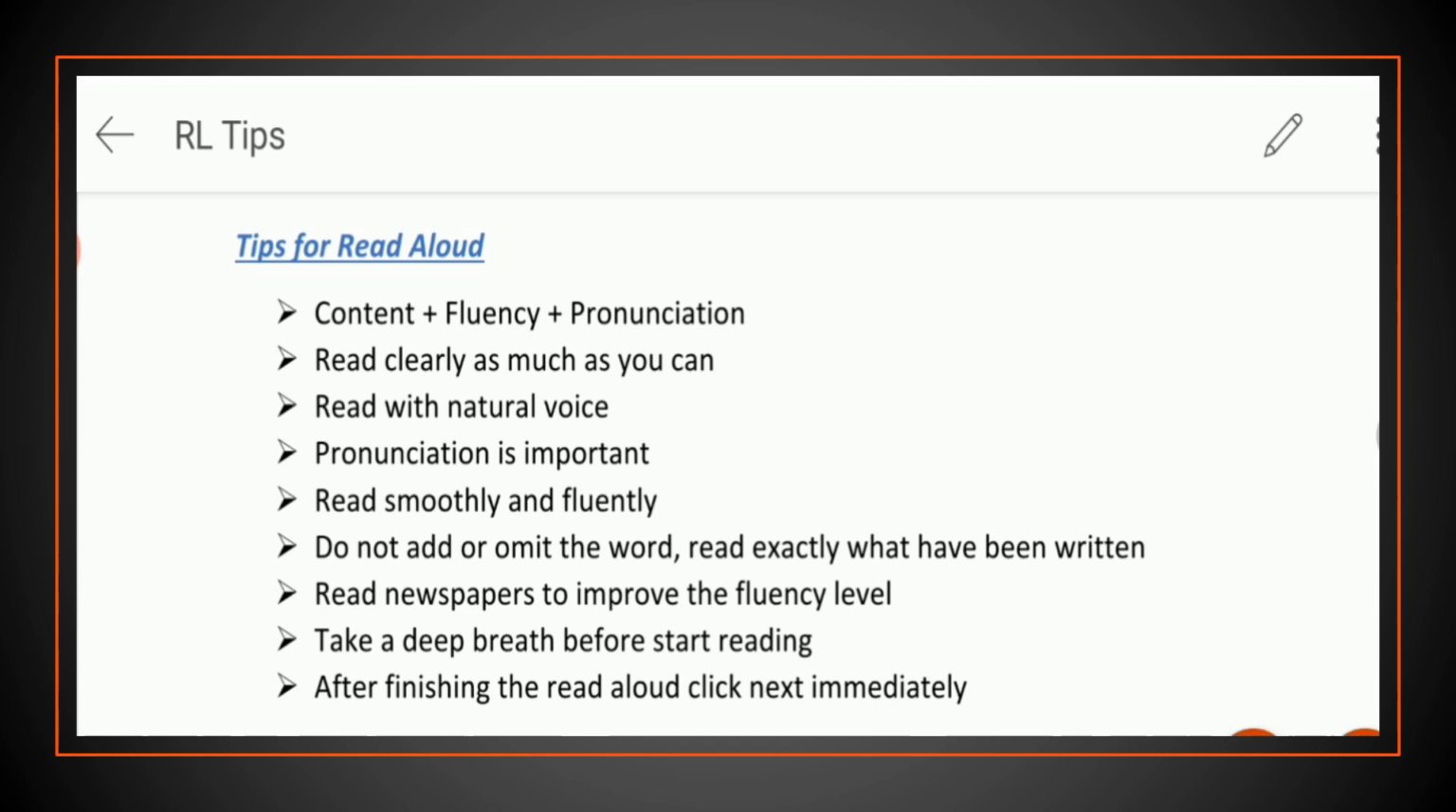I'm 100% sure you will improve upon your read aloud, and it will help you to gain a good score in your speaking as well as in your reading. So do practice, improve upon it and follow these tips.